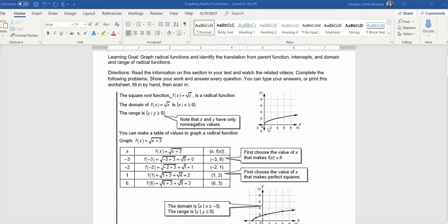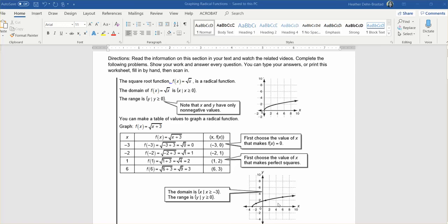Now, your domain and range will change depending on how your function has been changed from the parent function. So here's an example. This is f of x equals the square root of x plus 3. So it has been changed. Here's the graph of it. You can see that it's moved left 1, 2, 3 units. So the transformation would be a translation left 3.